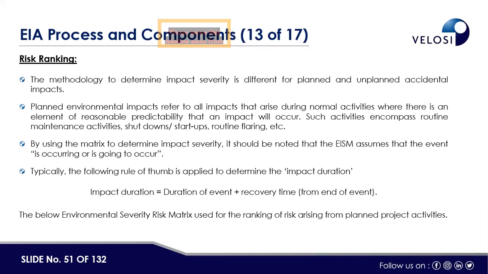Planned environmental impacts refer to all impacts that arise during normal activities. This is the thing which we explained, where there is an element of reasonable predictability that an impact will occur. Such activities encompass routine maintenance activities, shutdowns, startups, and routine flaring. By using the matrix to determine impact severity, it should be noted that the impact severity matrix assumes that the event is occurring or is going to occur. So basically, the impact duration is equivalent to the duration of the impact and the recovery time. Now I will show you the environmental severity risk matrix that we normally use for the planned environmental impact.